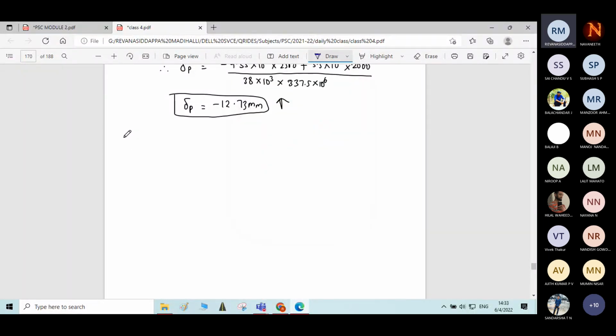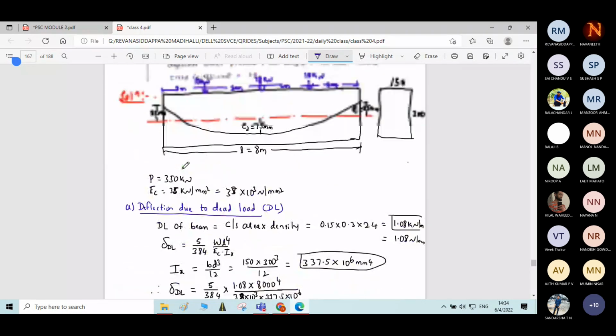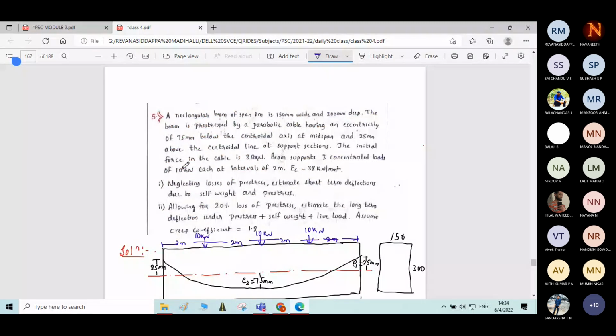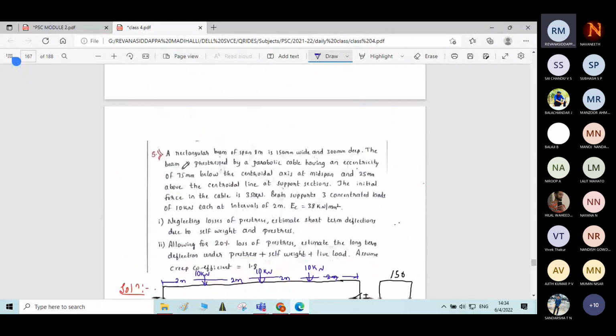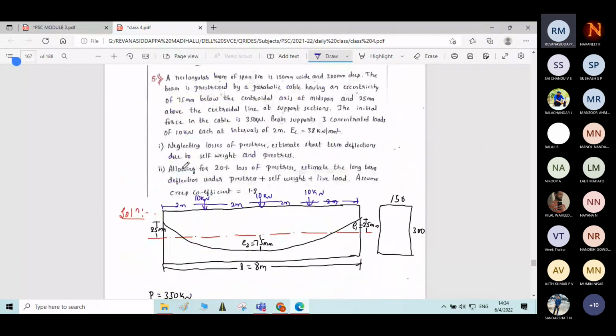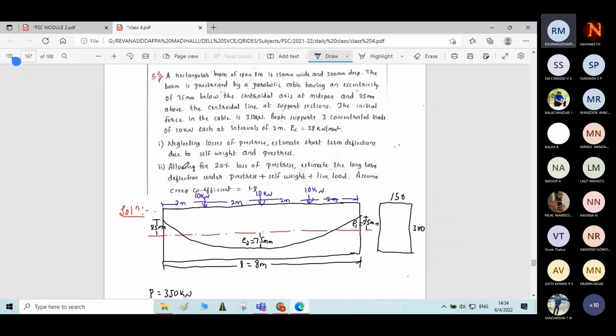First question, short-term deflection. It is asked to find only deflection due to self-weight and the prestress. Correct? Short-term deflection due to self-weight and prestress.